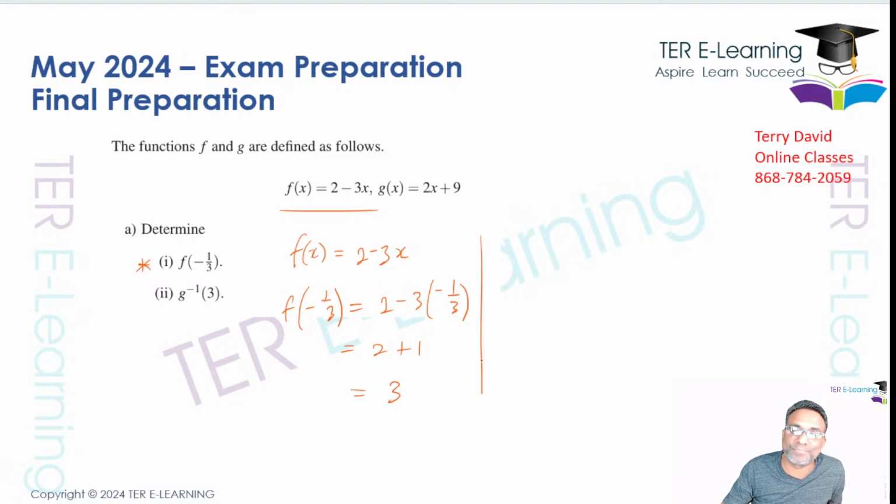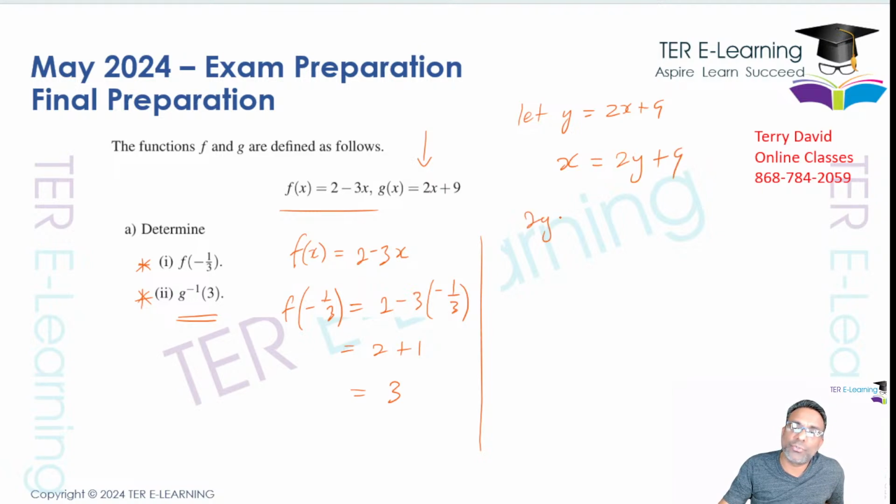Part 2, we want to work out g inverse of 3. Now, we need to first find the inverse of this function here, and there are a few steps we need to follow. So step 1, we're going to let y equal 2x plus 9. Then the next step is to interchange x and y. So anywhere we see x, we put y. Anywhere we see y, we put x. So x is equal to 2y plus 9.